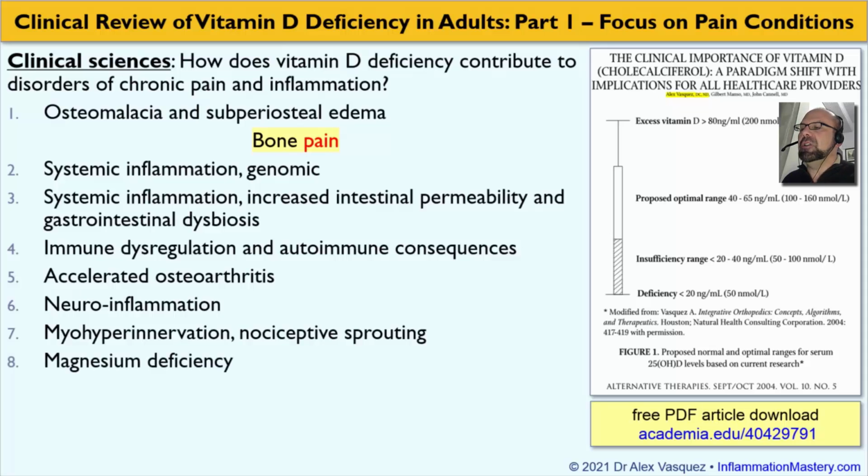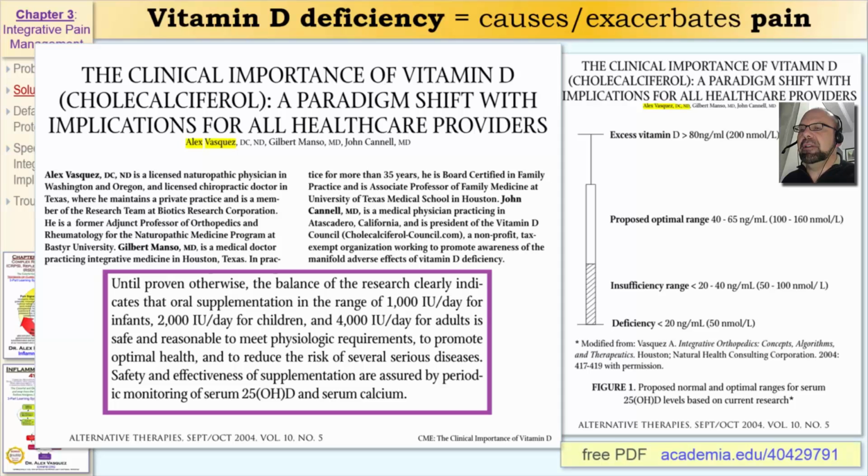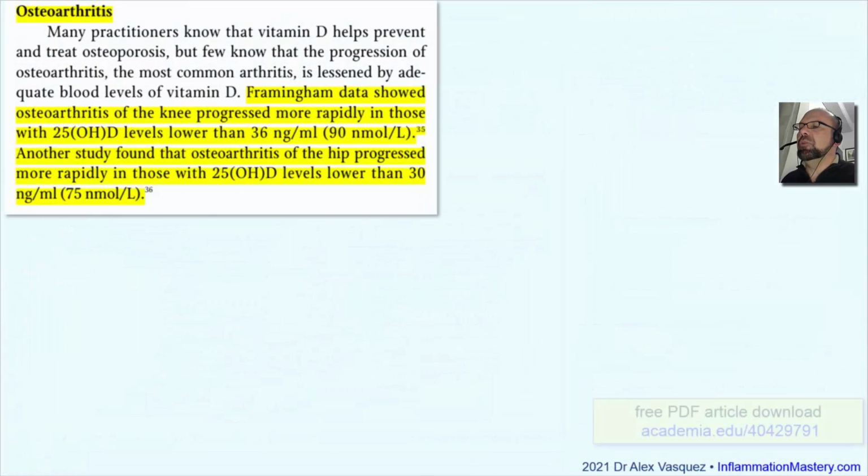Vitamin D deficiency also promotes magnesium deficiency, and when you look at items 2 through 8, all of those can exacerbate all different types of pain. Now let's look again at my article from 2004. Again, you can download that for free online, and let's look at a few excerpts from that article. So what I mentioned previously is accelerated osteoarthritis.